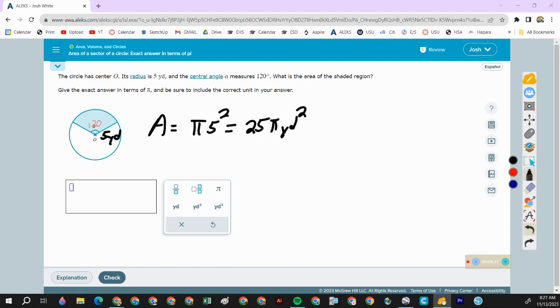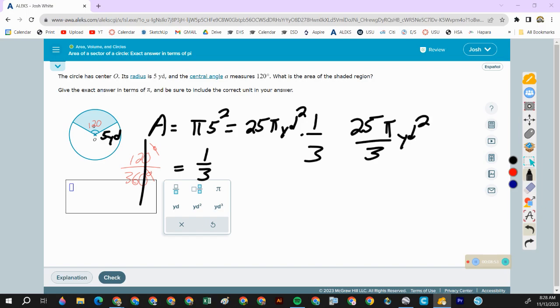Okay. And my pizza has 120 degrees in it, and the entire circle has 360 degrees. So the degrees cancel. 120 over 360 becomes 1/3. So my piece of pizza is exactly 1/3 as large as the entire circle. I know the area of the entire circle, so I times this by 1/3, and I get 25 pi over 3 square yards.